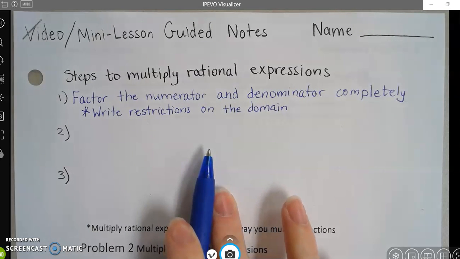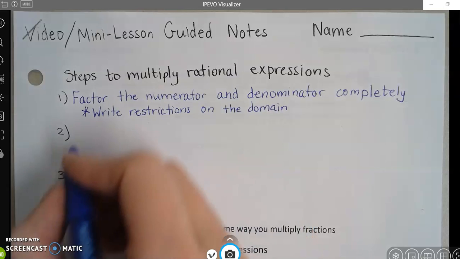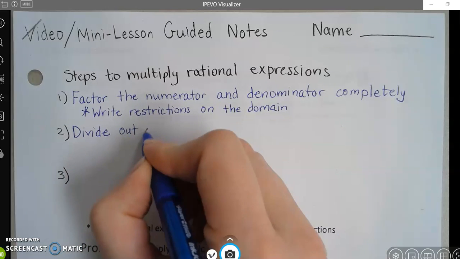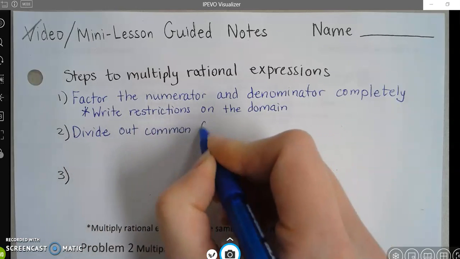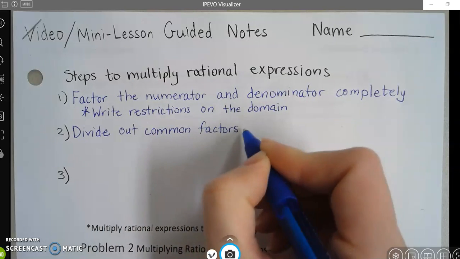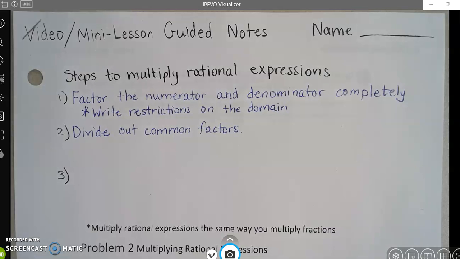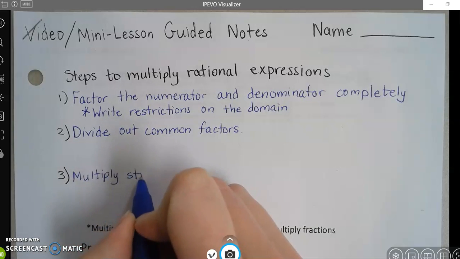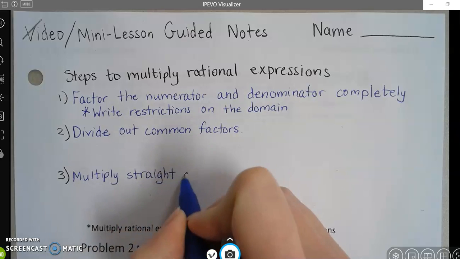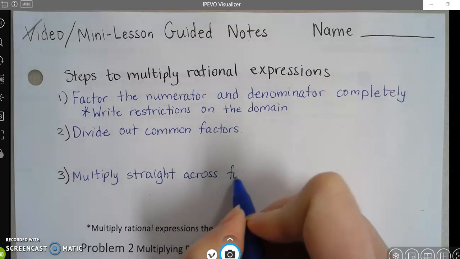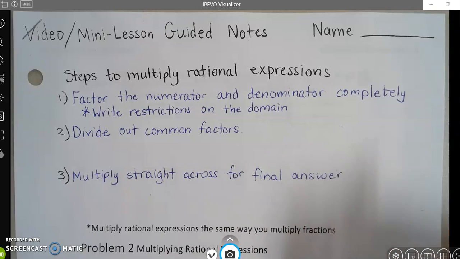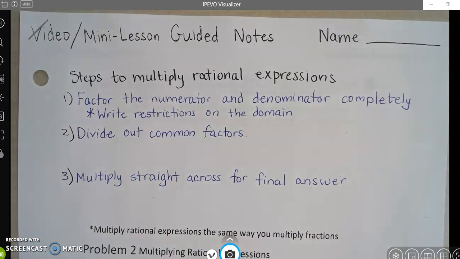After you factor your numerator and denominator, then step 2 is divide out common factors. I sometimes refer to step 2 as simplifying or canceling. And then step 3 is multiply straight across for final answer. And your answer should be multiplied and fully simplified.